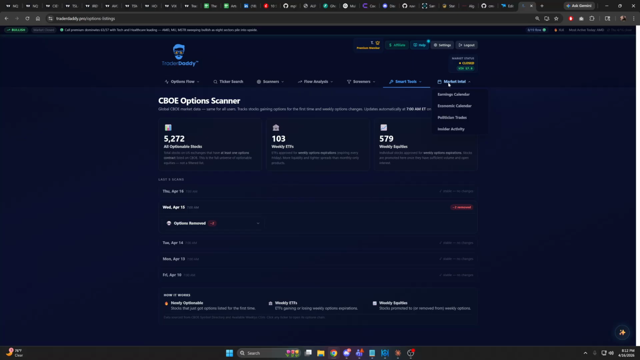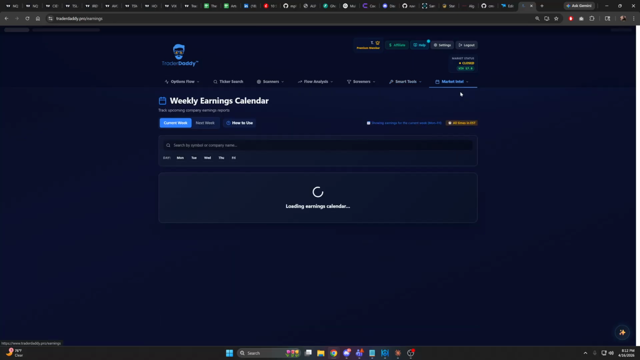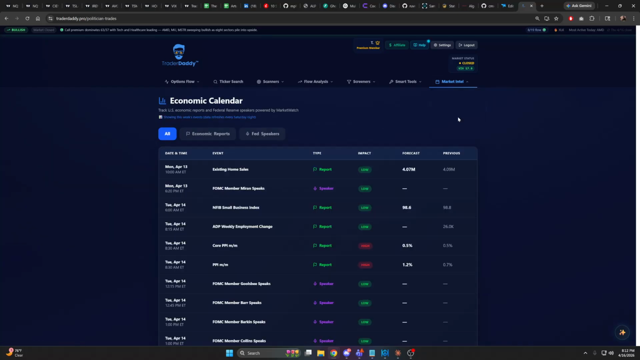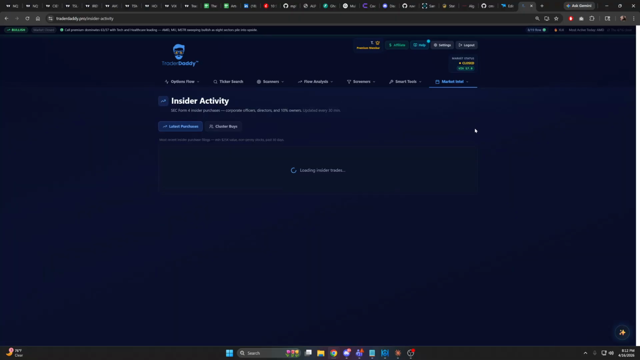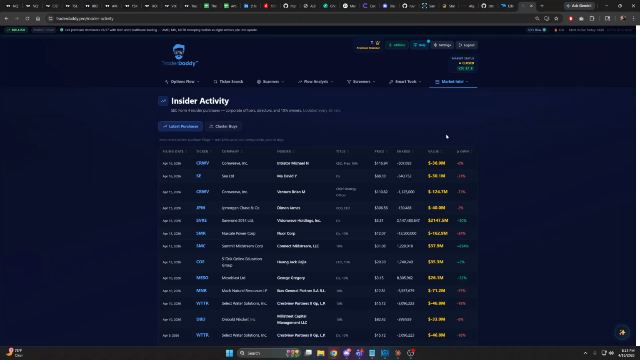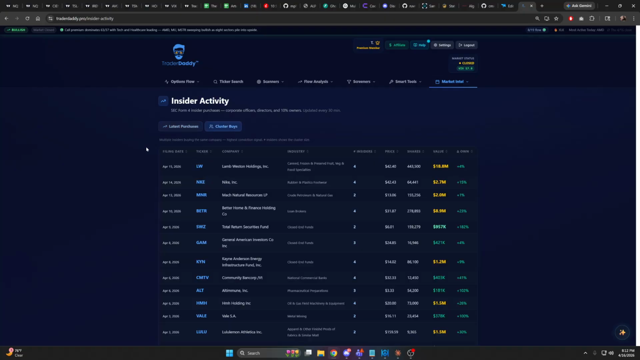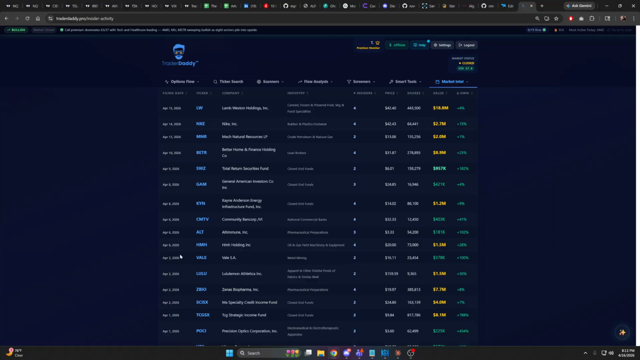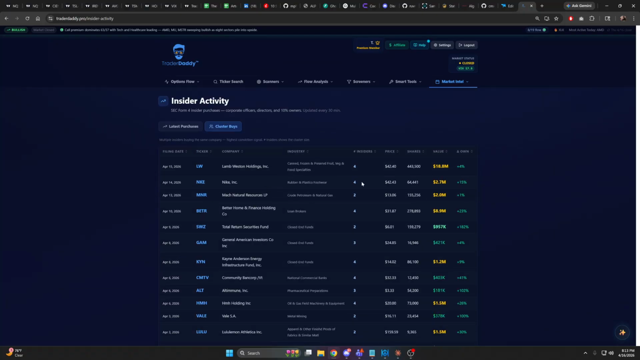And then market intel, your typical stuff: earnings calendar, economics calendar, right? Politician trades, and insider activity. This one's pretty useful. I like to look at cluster buys and insider activity just to see where insiders are buying for potential stocks of interest. So, just quickly looking right now myself, I guess Nike's an interesting one for insider buys. I know a couple people brought that one up in a different Discord today.